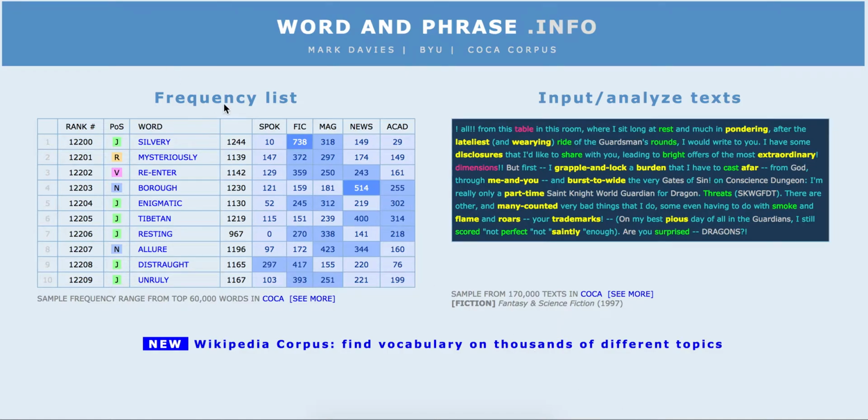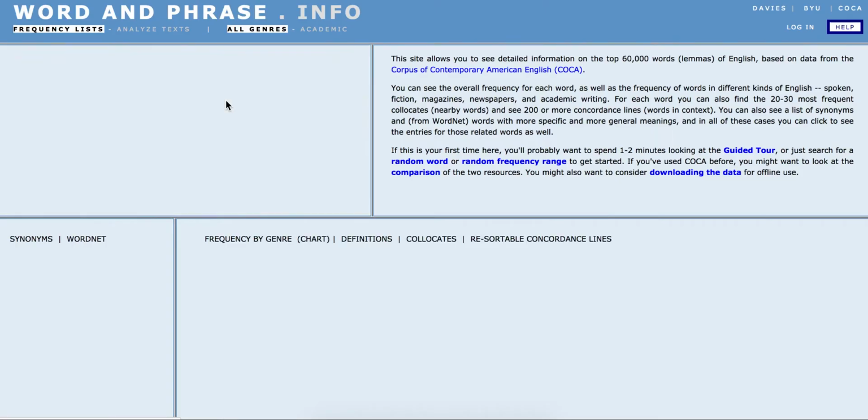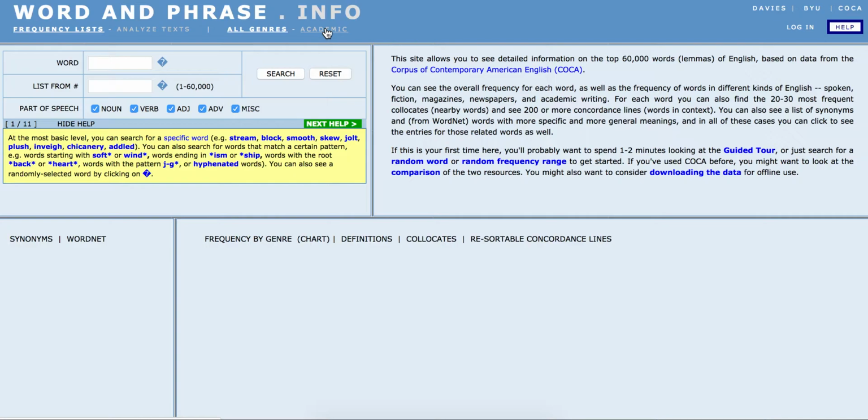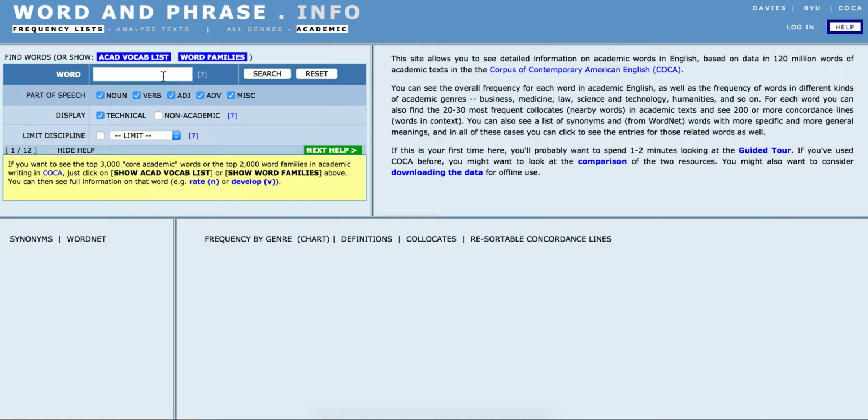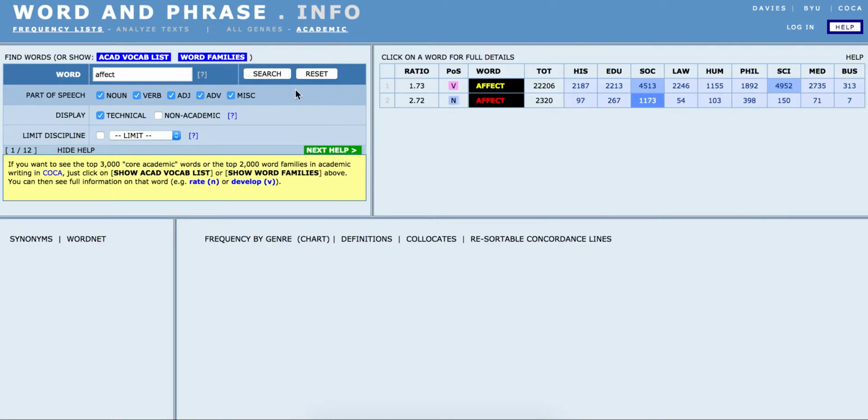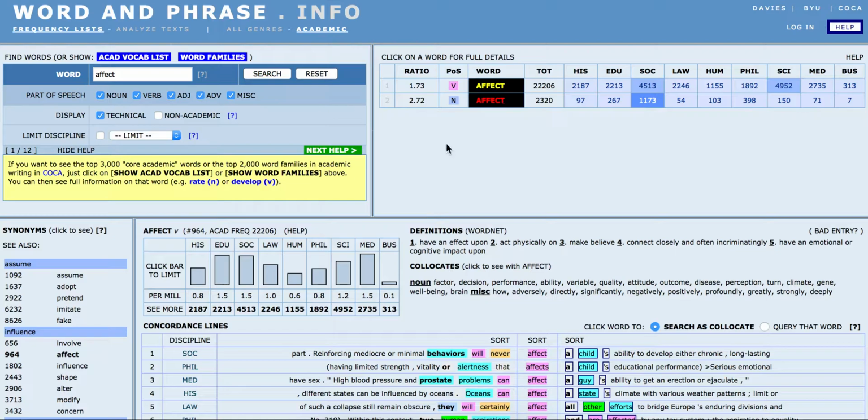First, we're going to enter on the left here. And now I'm going to choose the academic section. In the search field, I'm going to enter affect. Notice here we have the choice of the verb or the noun, and I'm going to choose the verb. We have various definitions here. And as you can see, the first one is to have an effect upon.